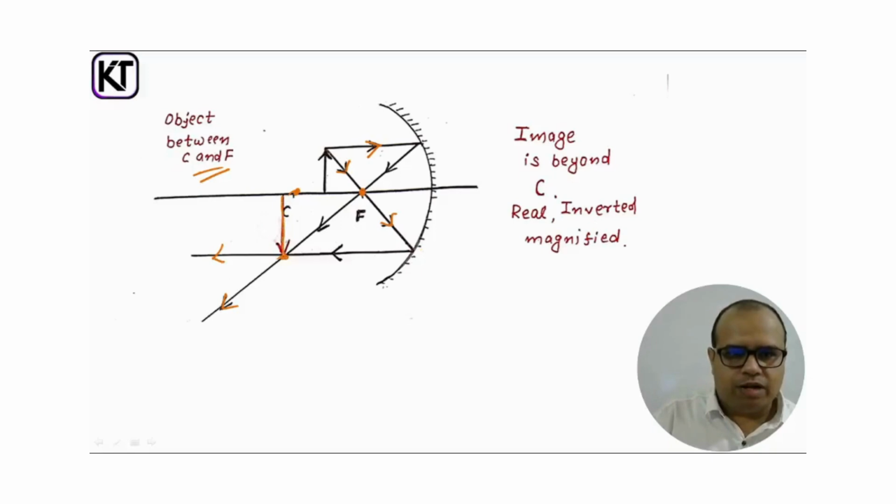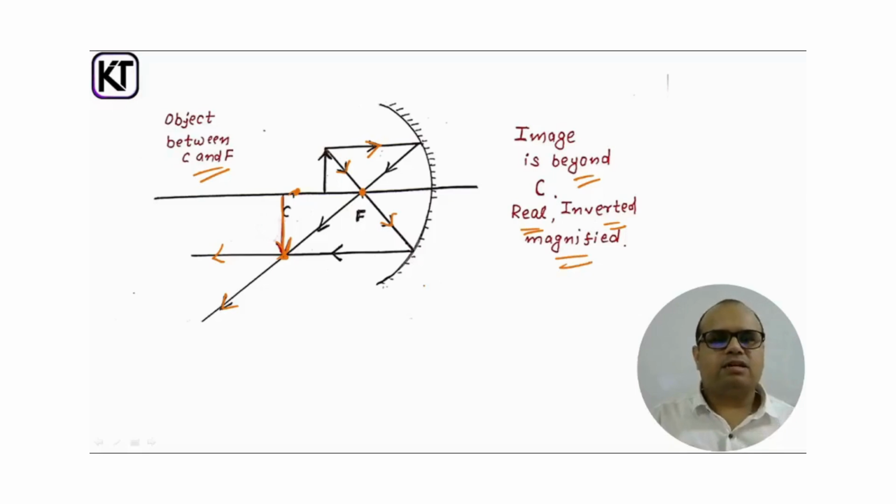If we draw a perpendicular, you will see that this is the position of the image. Image is formed beyond C. It's a real, inverted, and of course a magnified image. Okay, let's see the next case.